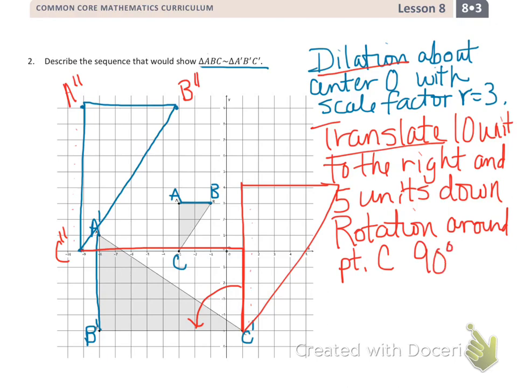And this whole sequence will map triangle ABC onto A prime, B prime, C prime, and it shows that they are similar. So that's my sequence there. Okay, that's exercise 2. Now, why don't you tackle exercise 3, pause the video, and come back and check your work.